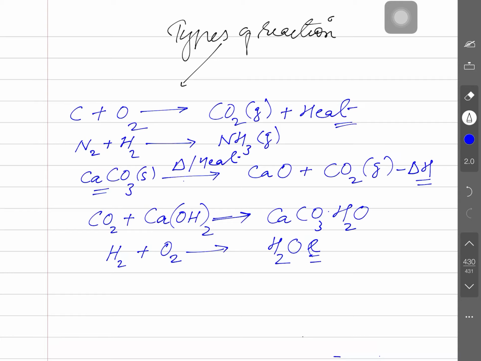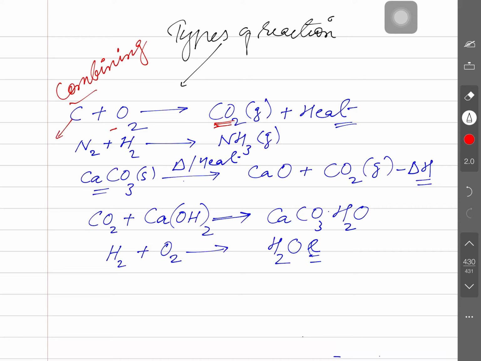Okay, you may see this reaction. The first type of reaction, what is happening here? You may see carbon is combined with oxygen to give carbon dioxide gas. So what phenomenon is taking place here? Carbon is combining with oxygen to give carbon dioxide, right? So the process of combination is taking place here.